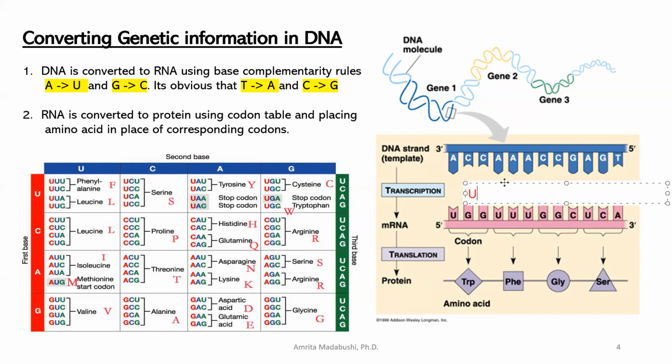If instead of G, accidentally a U was put here, can you tell me, UGG is coding for a tryptophan, but what will UUG code for? Leucine. Leucine, very good. So that means we are not going to have the tryptophan anymore, and that will be replaced by a leucine.